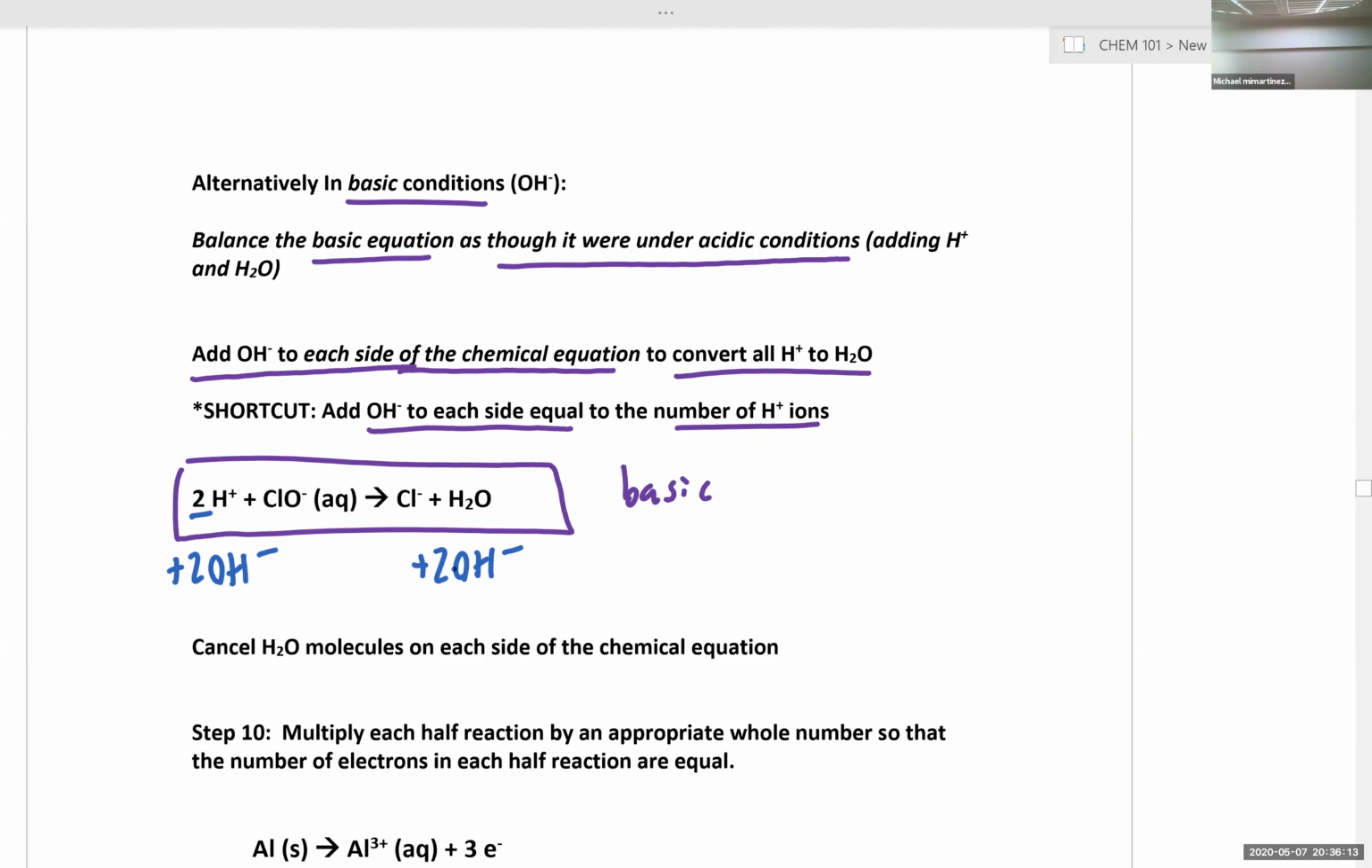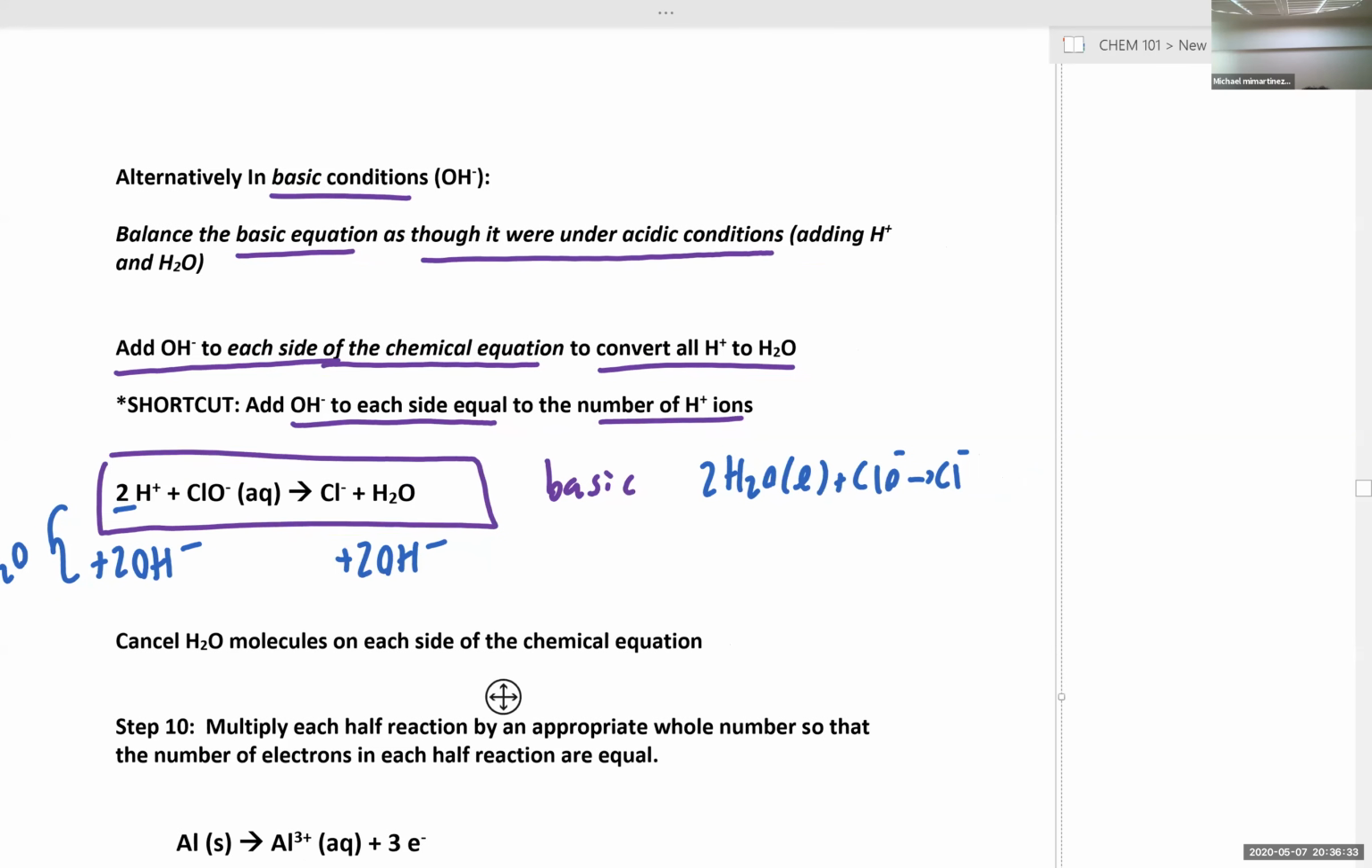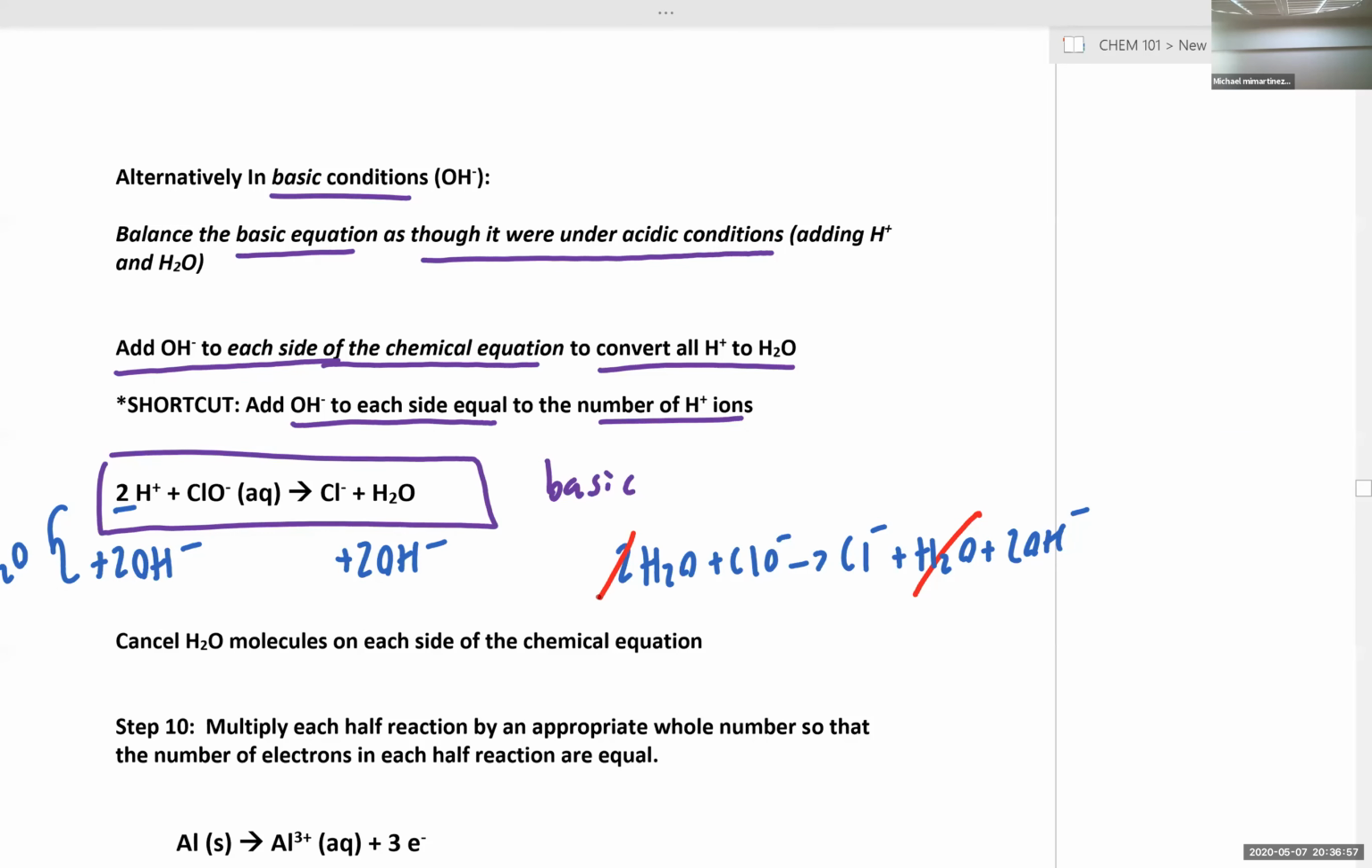This H plus and hydroxide combine together to make 2 waters. So we have the following equation now: 2 H2O liquid plus ClO minus leads to Cl minus. Let me rewrite this really quickly. So we have 2 H2O plus hypochlorite leads to chloride plus water plus 2 hydroxide. And now, since we have water on each side of our equation, we can cancel 1 water. And that in turn gives us the following balanced chemical equation.